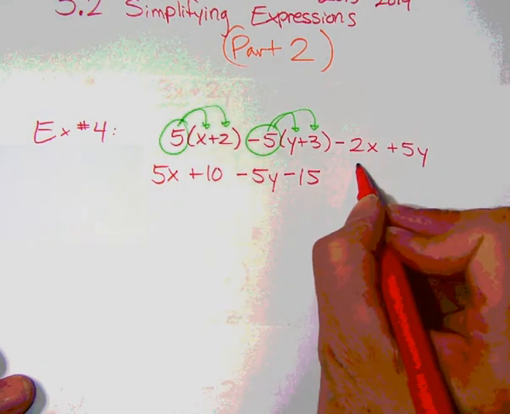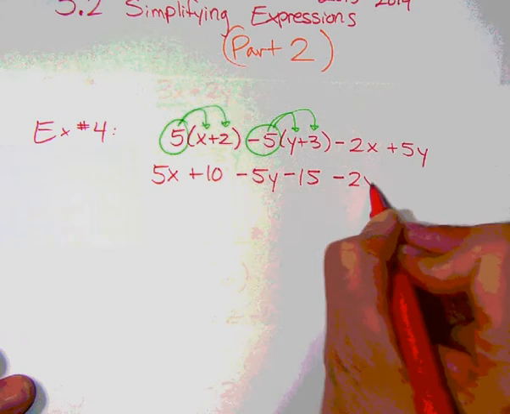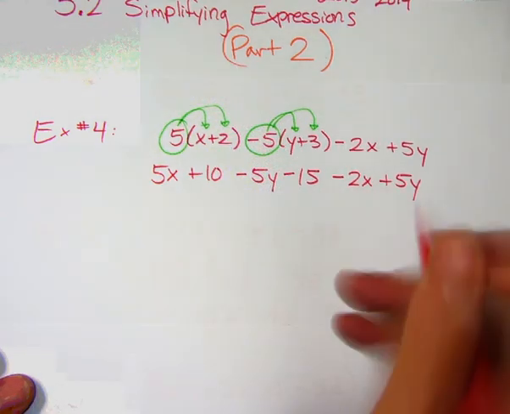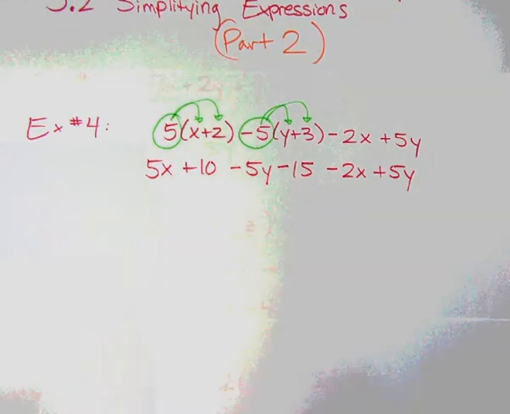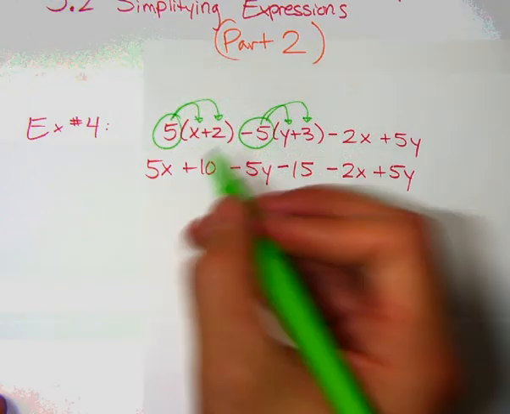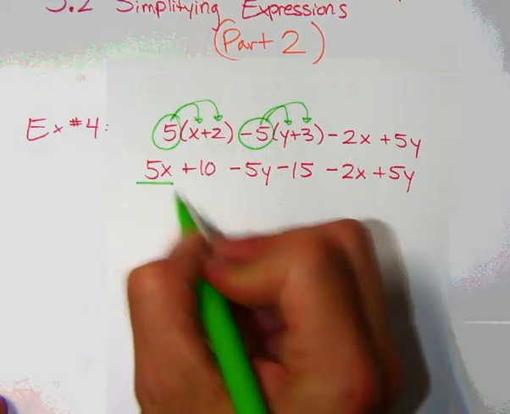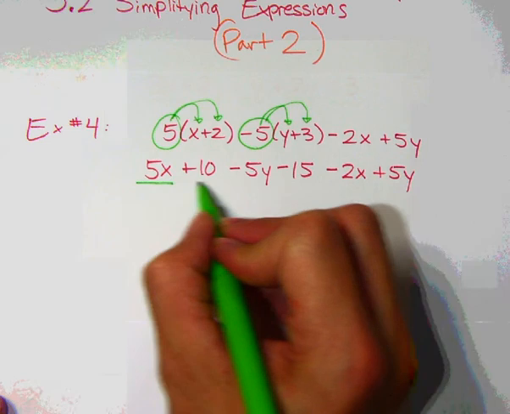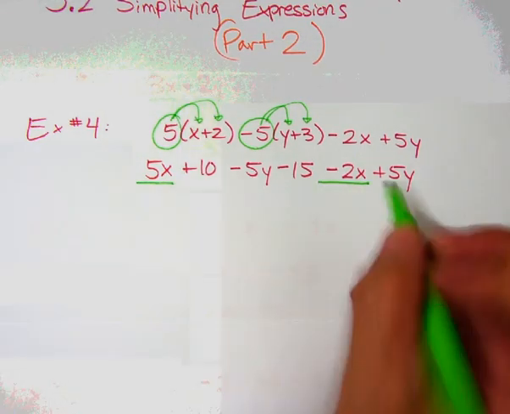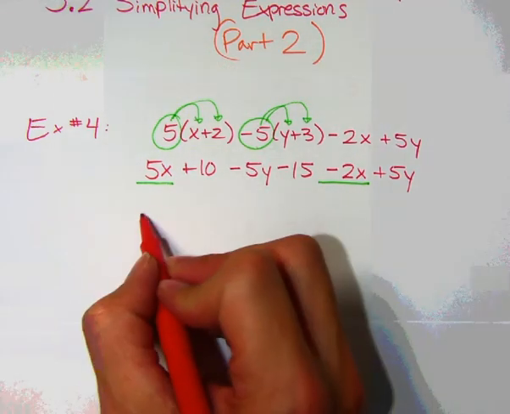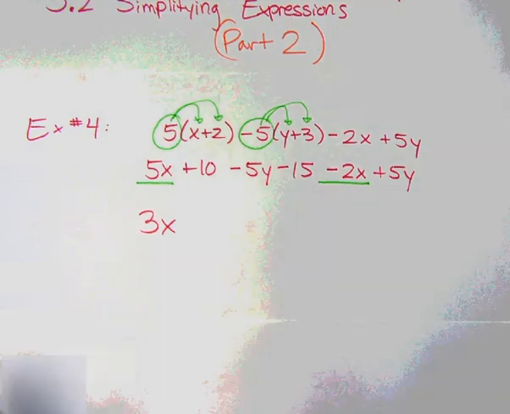Over here, they had no distributing going on, so we're just going to go ahead and write those out. Now we get to play a fun little matching game. Yay! All right, let's start off with the x's. Let's say, hey, 5x. Where else do I see anything that says x? Right here. Those two together combine to give me 3x because I'm adding those together.